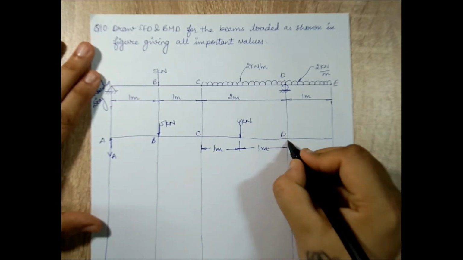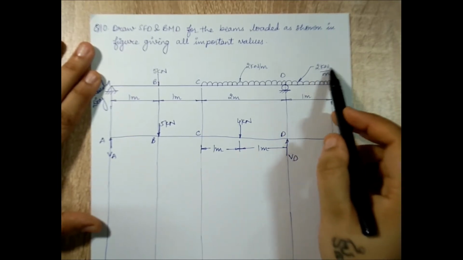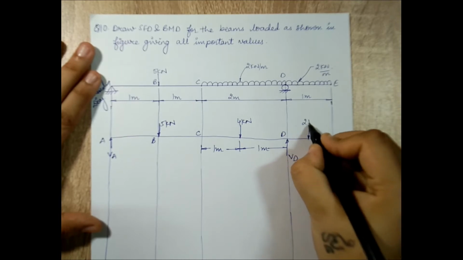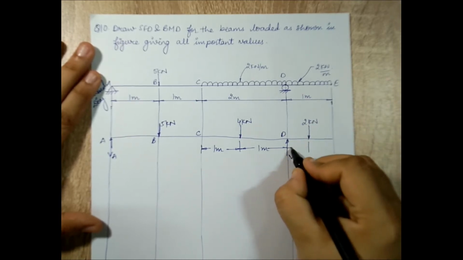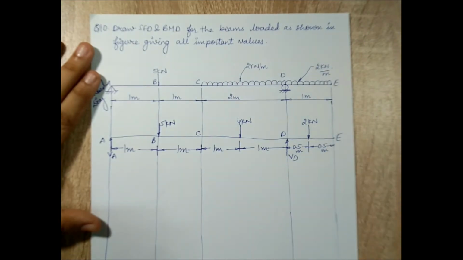At point D, you can observe there is a roller support. So this will be VD. And here again it is 2 kilonewton over a distance of 1 meter. So it will be 2 kilonewton, and the distance will be 0.5 meter. This is my point E. Now this is my FBD. I'll calculate the value of VA and VD first.